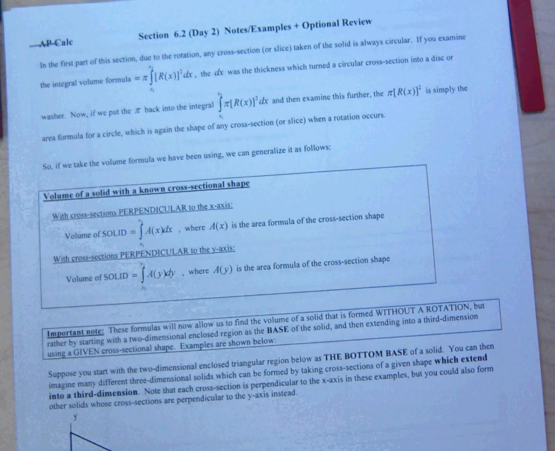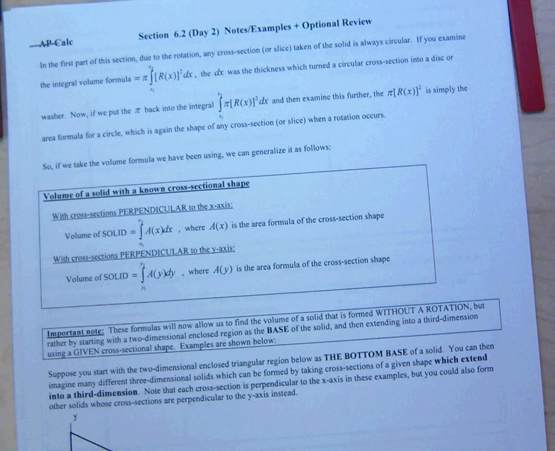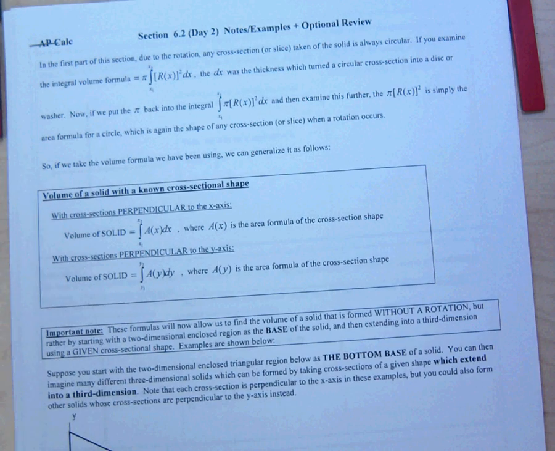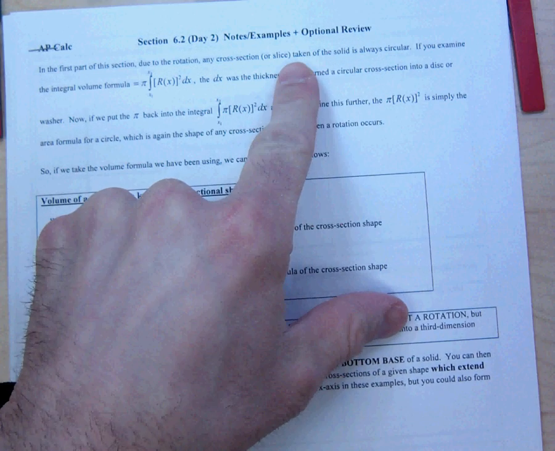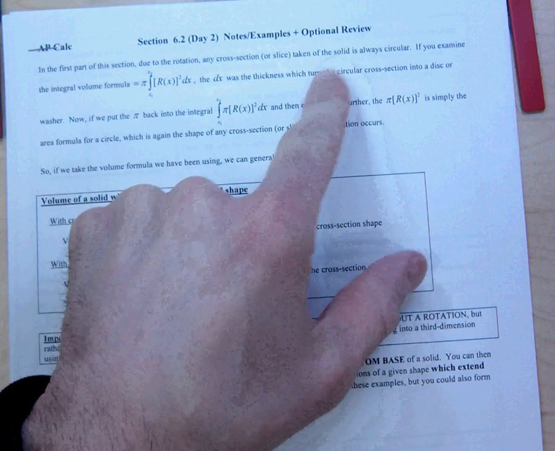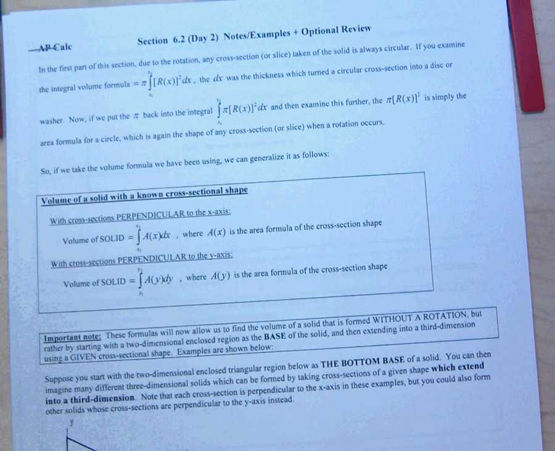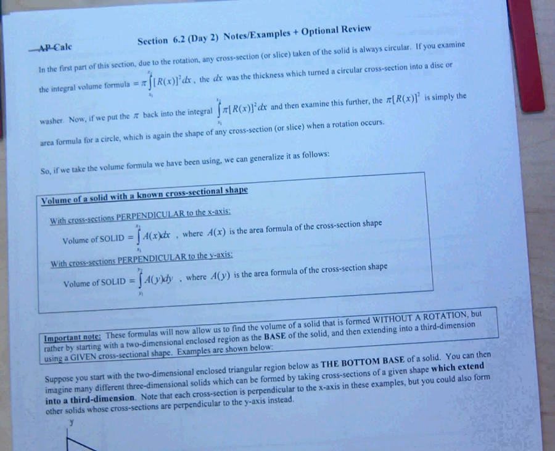All right, so you got to understand where this concept comes from and how it relates to what you learned last time. If you remember, there was a rotation happening every time, right? And therefore, due to that rotation, any cross-section or slice of the solid will always be a circle, right? Got it?